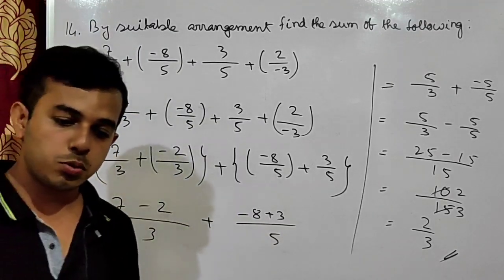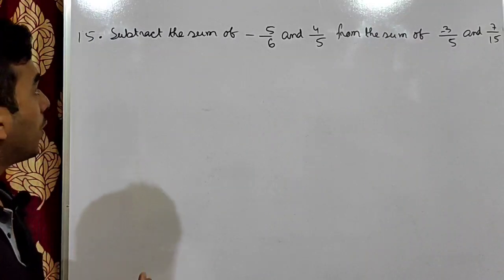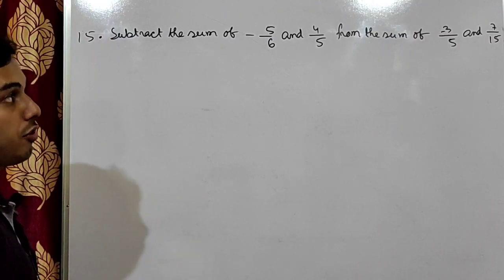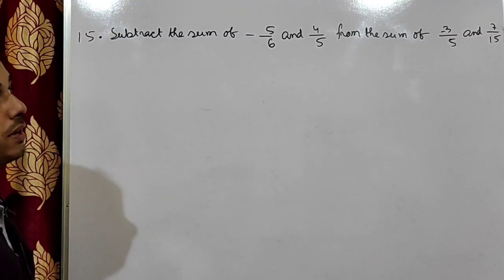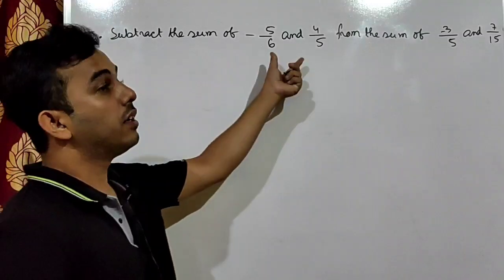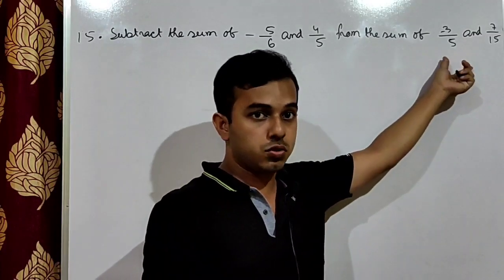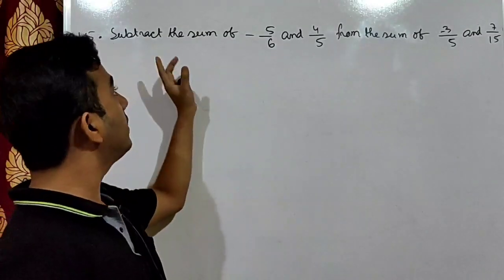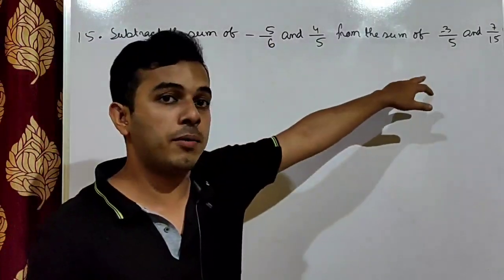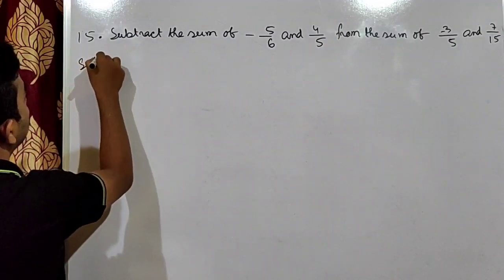Okay, so now let's move to our next one, that is question number 15. So our question is: subtract the sum of minus 5 by 6 and 4 by 5 from the sum of minus 3 by 5 and 7 by 15. So first we have to find the sum of these two fractions, and then also find the sum of the other two fractions, and then we have to subtract the sum of this fraction from the sum of that fraction. So let us find. So, solution.